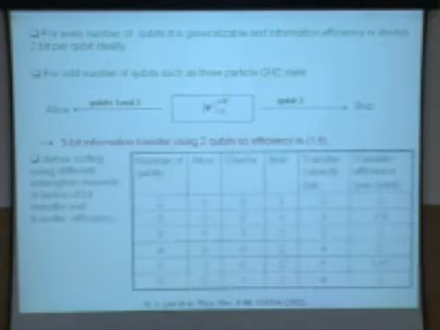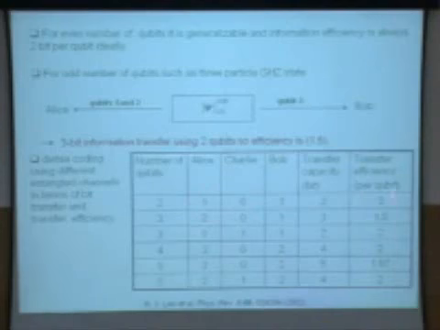For an even number of particles, it is generalizable, and the efficiency of information is always 2 bits of information per qubit. However, the situation is not that simple for an odd number of particles. For example, if we take a 3-particle ZZ state, then only 3 bits of information are transferred using 2 qubits. So the efficiency of information is 1.5 instead of 2. The table summarizes the transfer efficiency in case of controlled as well as direct process.